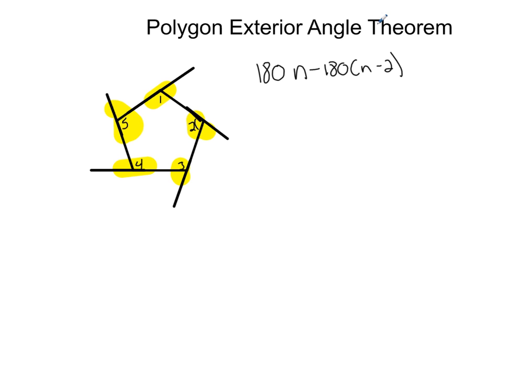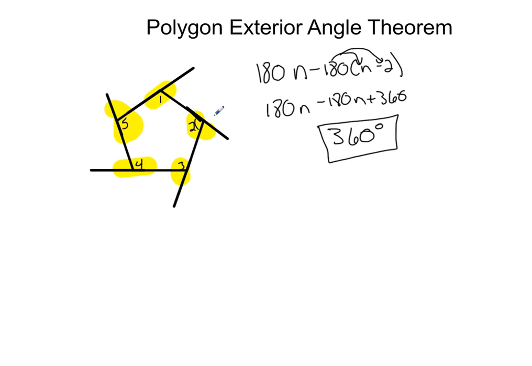So to get my exterior angle theorem, I'm going to simply distribute the 180. So I get 180n minus 180n, negative 180 times negative 2 is positive 360. So these two things will cancel out, and I'm left with 360 degrees. That means that for any polygon, the sum of the exterior angles is going to be 360 degrees.